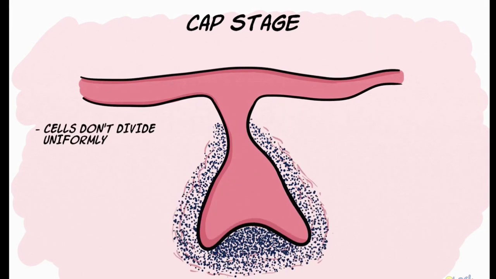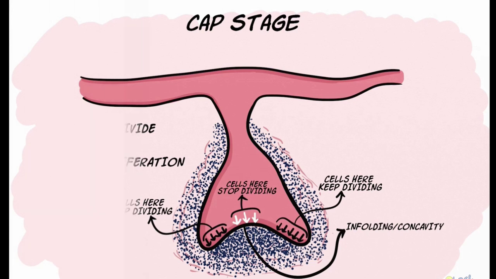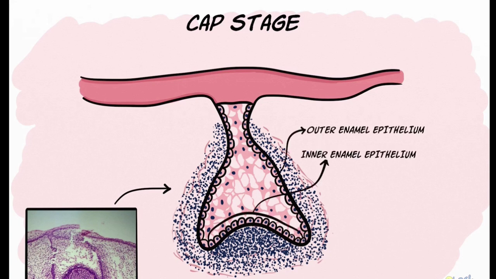Now, rather than all cells dividing uniformly in the tooth bud, there is differential proliferation of cells, or an unequal rate in the proliferation of cells. This leads to a concavity or an infolding of epithelium, resulting in the bud-shaped enamel organ becoming cap-shaped. In the cap stage, the enamel organ comprises three different types of cells called the inner and outer enamel epithelium and the stellate reticulum.